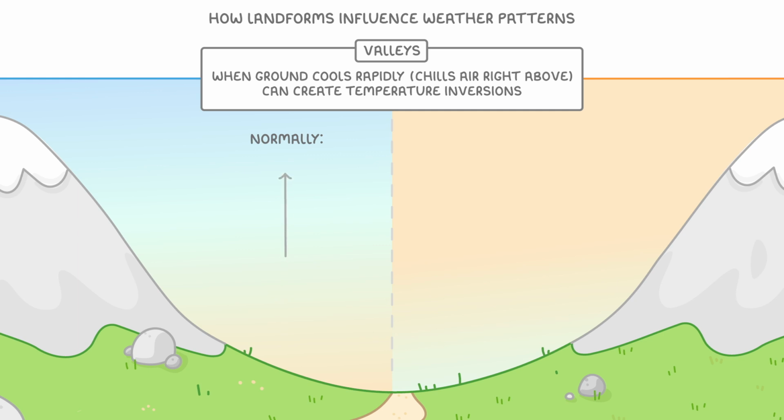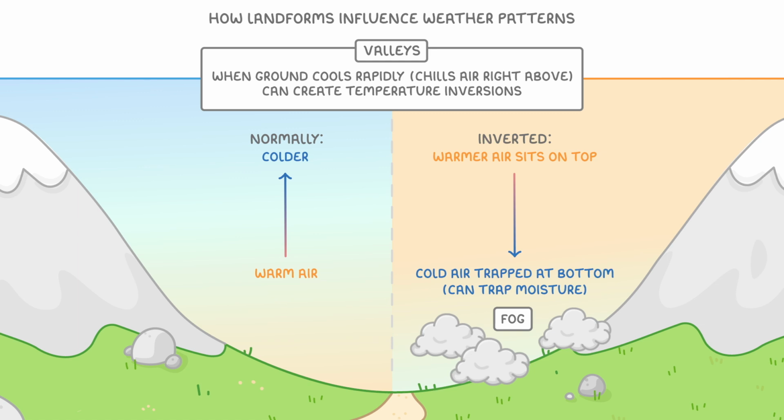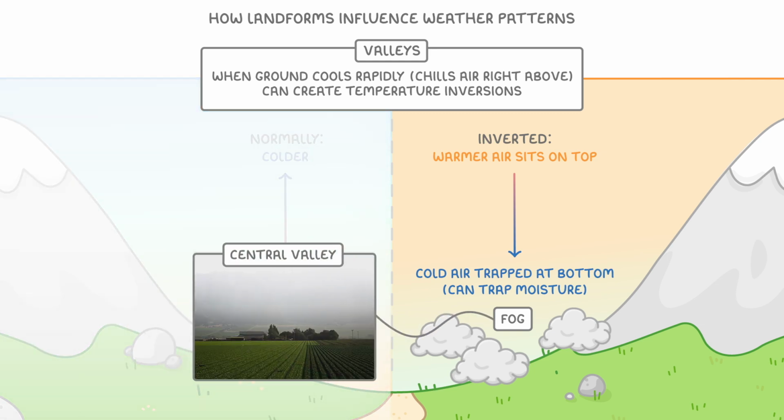Normally, as you go higher up, like climbing a mountain, it gets colder. But in valleys, it's inverted, because instead of cold air being on top and warm air on the bottom, which is normal, the cold air gets trapped at the bottom while warmer air sits on the top of it. This can trap moisture near the ground, creating fog. As an example, Central Valley in California often experiences this effect during winter months.